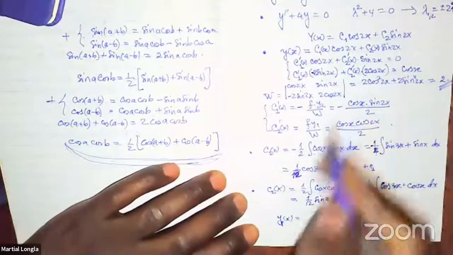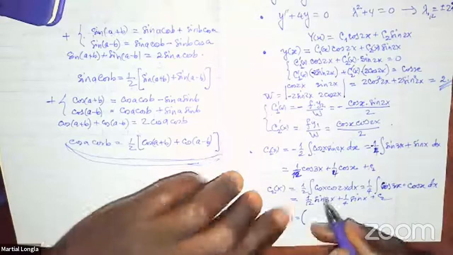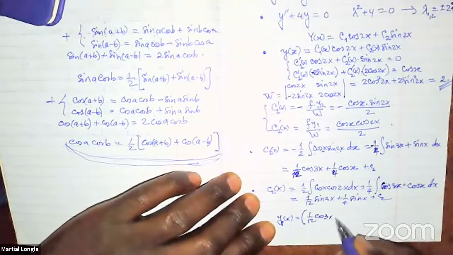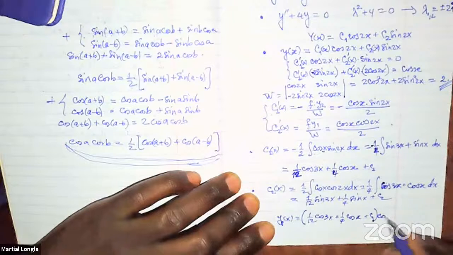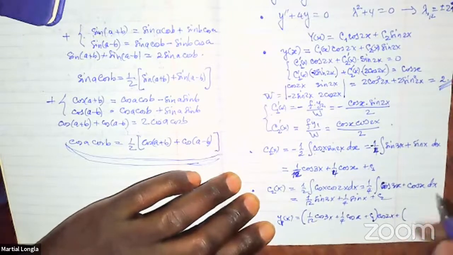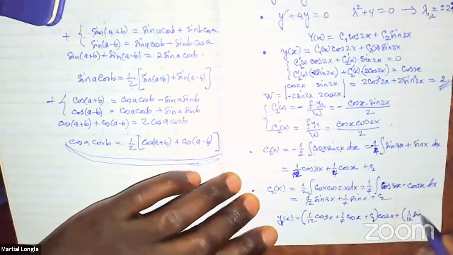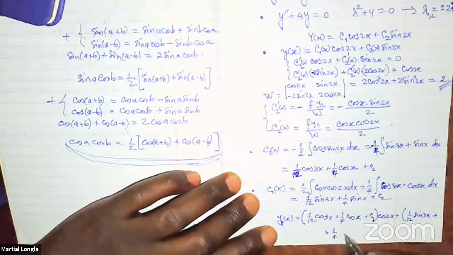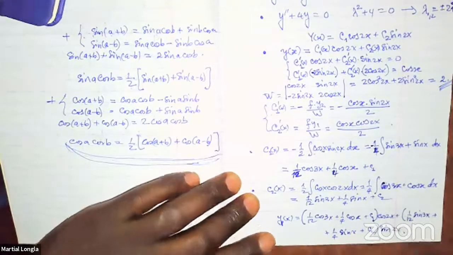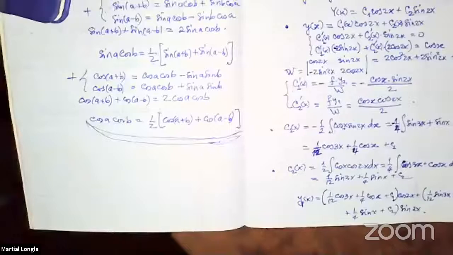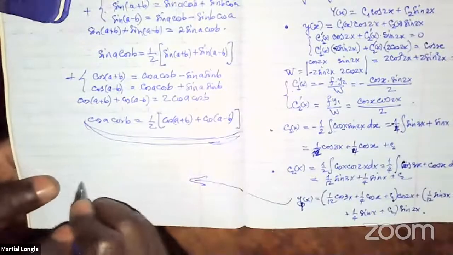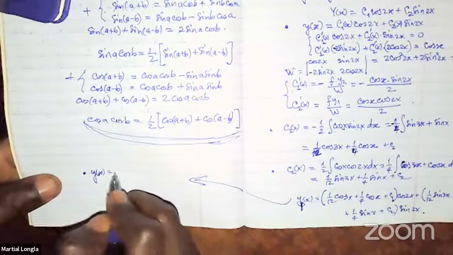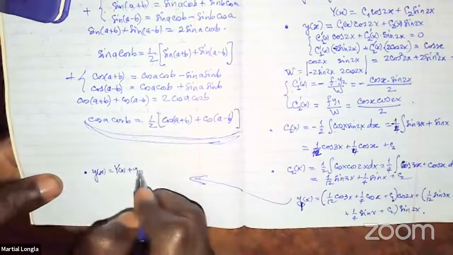And now what you do is report y d of x as C1 times Y1 plus C2 times Y2. So that is 1/12 cosine 3x plus 1/4 cosine x plus C1 times cosine 2x plus 1/12 sine 3x plus 1/4 sine x plus C2 times sine 2x. That's it. That's a particular solution of the non-homogeneous problem. And from there, you can write the last step, little y of x equals capital Y of x plus yp of x.